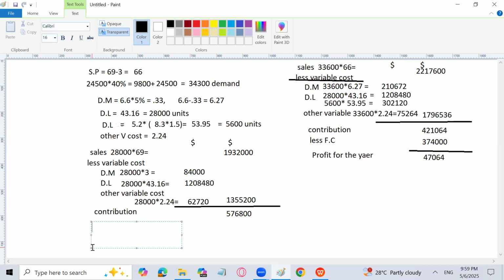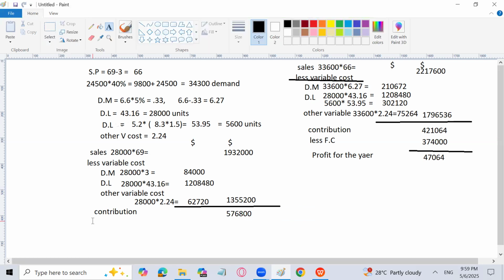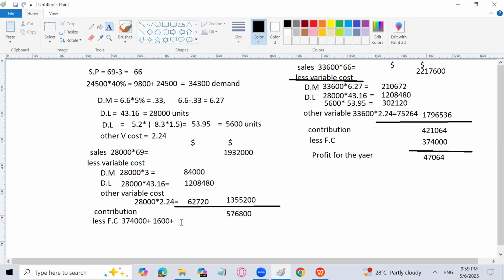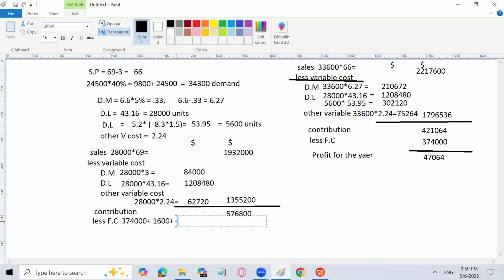Now we'll subtract less fixed cost. And there are three types of fixed cost. You can add them all up, or you can do whatever you want. 374,000 plus 20,000 into 8% is going to be 1,600, which is the interest cost. And 20,000 into 20% is going to be the depreciation, which is 4,000. So that is going to be the fixed cost, which will be subtracted from contribution to get the profit.